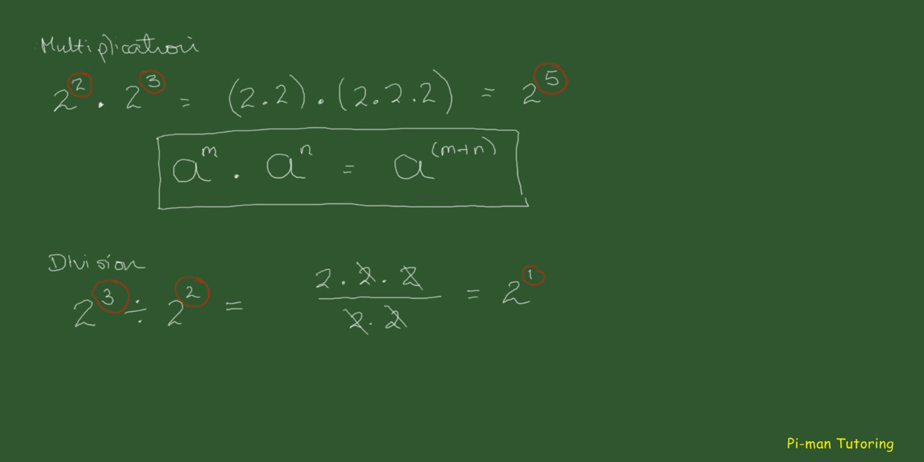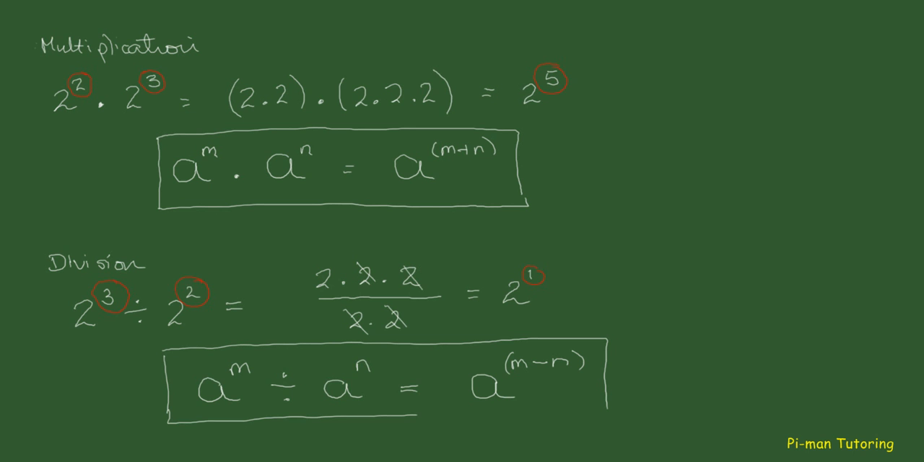And that is basically the division law for exponents. Algebraically, some base a to the power of m divided by that same base to the power of n is equal to a to the power of m minus n. And there you have the first two rules for exponents.